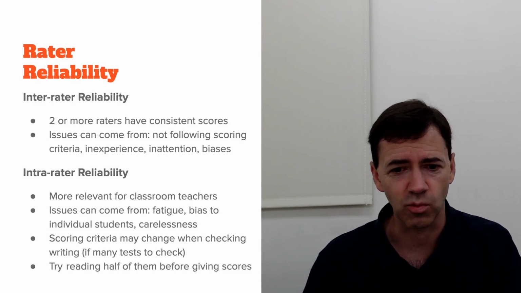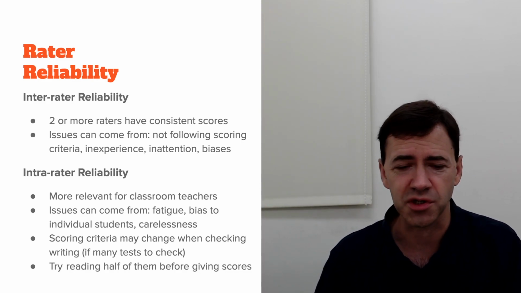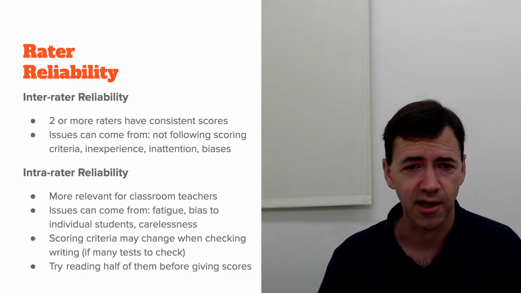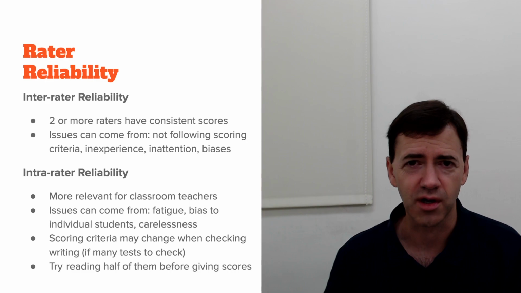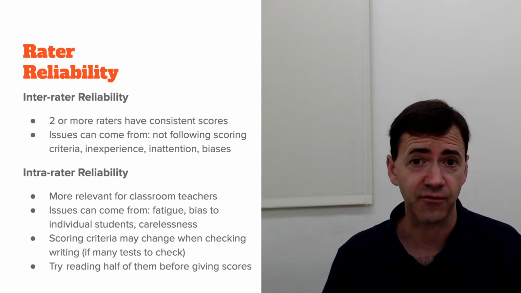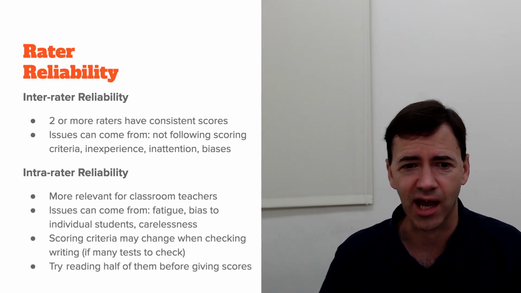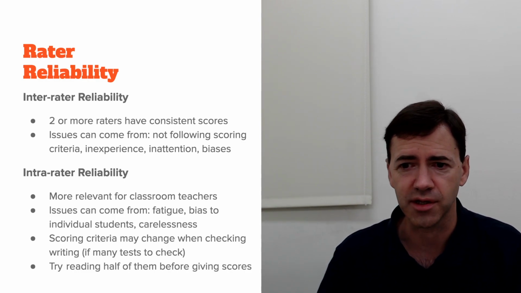So a suggestion when you check writing or something more subjective is that you read a lot of the samples first before you start to give them a score. Some people will say you should read half, and that will give you a good idea of what's going to be inside, and that can help your intra-rater reliability.